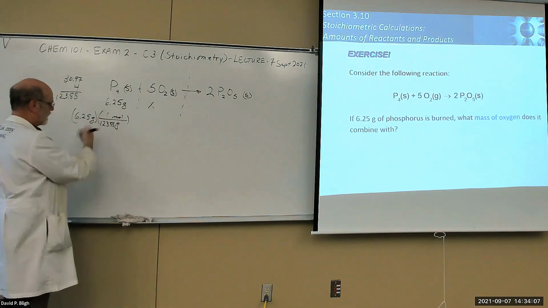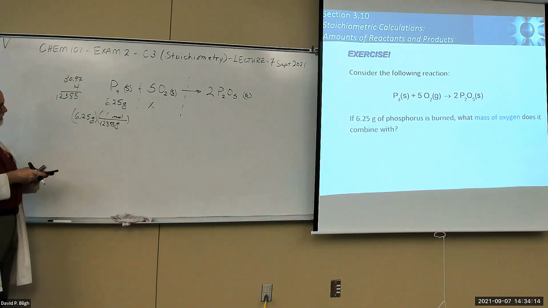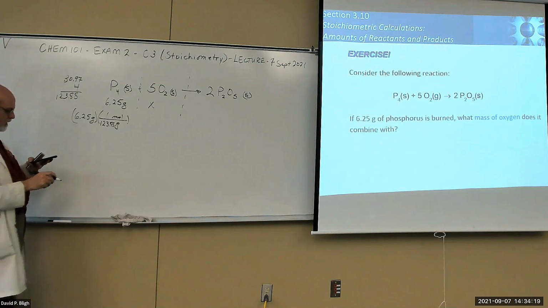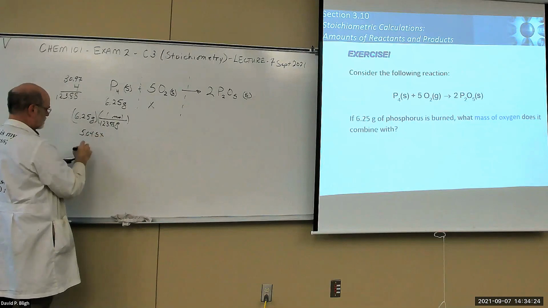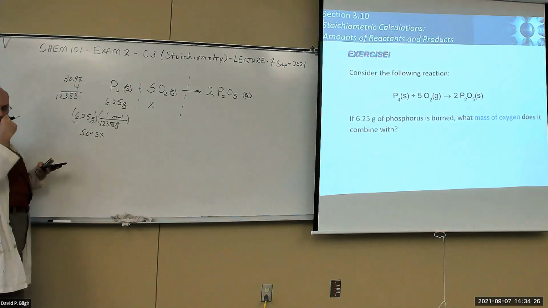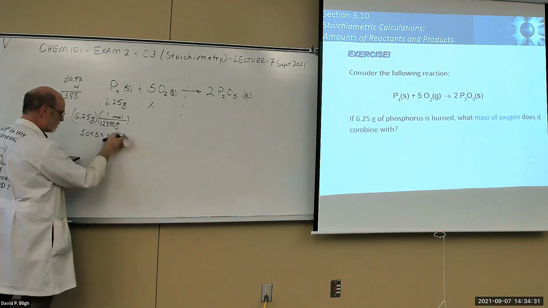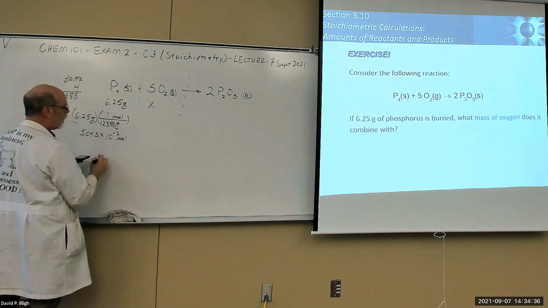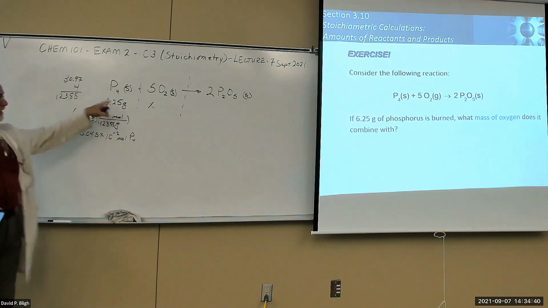123.88. I can't do that one in my head, so I guess I'll have to use my calculator. 6.25 grams divided by 123.88. So that's 5.045. I'm keeping an extra decimal here. I do that a lot. Times 10, excuse me, times 10 to the minus 2 moles of what? P4. That's how many moles you got right there.